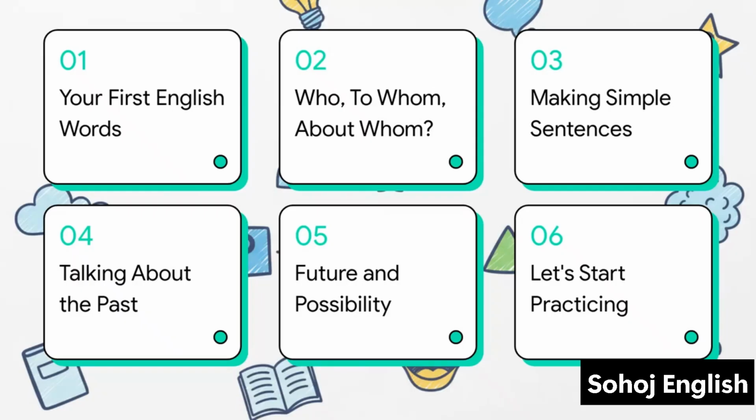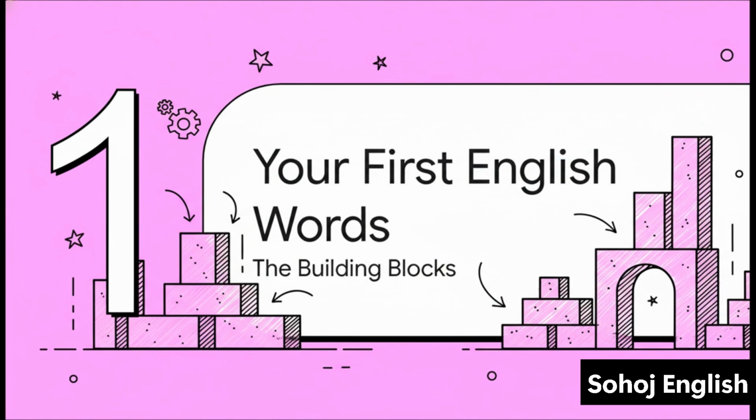So here's our game plan. We're going to go through 6 simple steps. First, we'll get our most basic words. Then we'll learn the one simple rule to organize everything. After that, believe it or not, you'll be making sentences about today, yesterday, and tomorrow. And we'll wrap it all up with a little practice. Let's do this. You can't build a house without bricks, right?